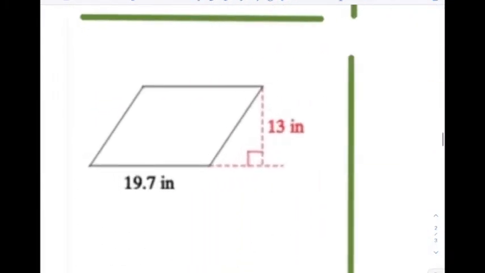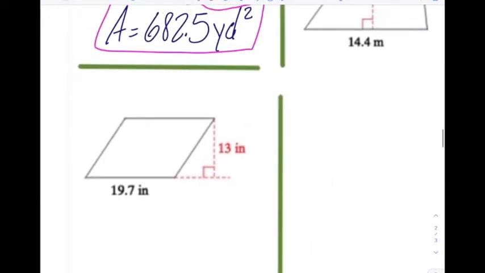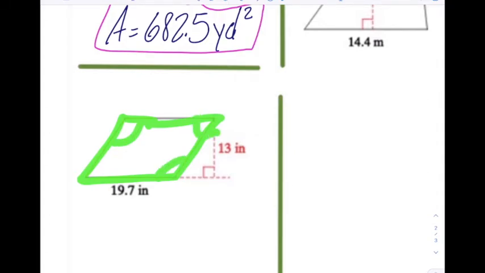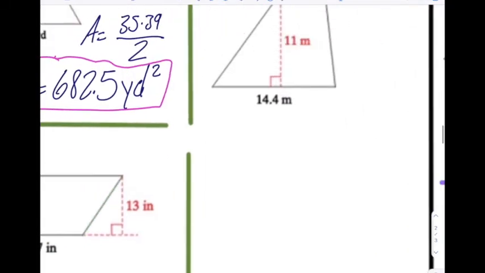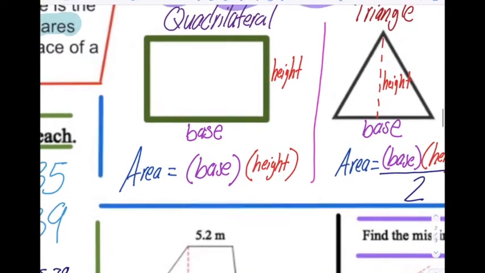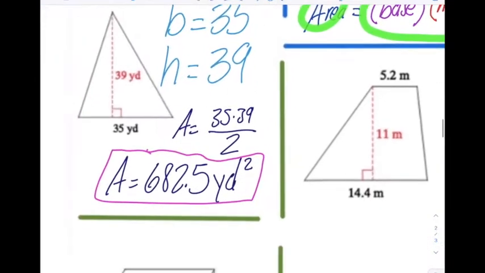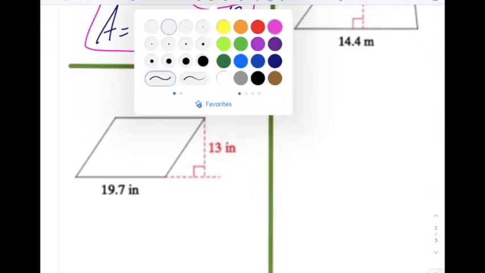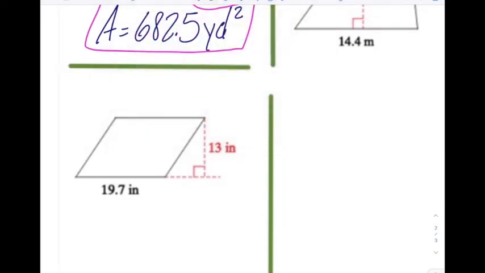All right. Let's go look at this one here. Now this is a rhombus, right? A rhombus is a kind of quadrilateral. It's got 4 sides and it's got 4 angles, right? So I go back over here and I'm going to say, okay, the area of a quadrilateral, we need the base and we need the height, so its area is equal to base times height.